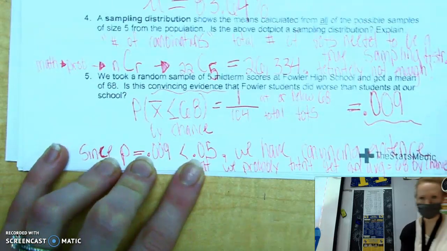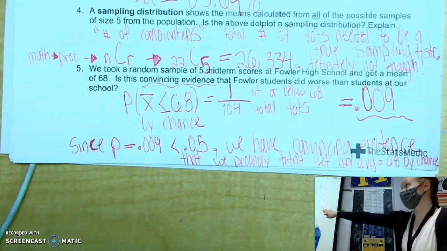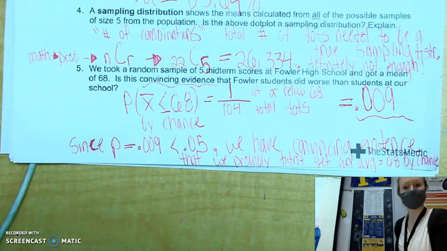Sorry, I'm running out of space there. So once again, since our probability was so low, we have convincing evidence that we didn't get an average of a 68 by random chance. More than likely, Fowler did worse on this exam than we did. Does that make sense? Okay, let's get to the big ideas.